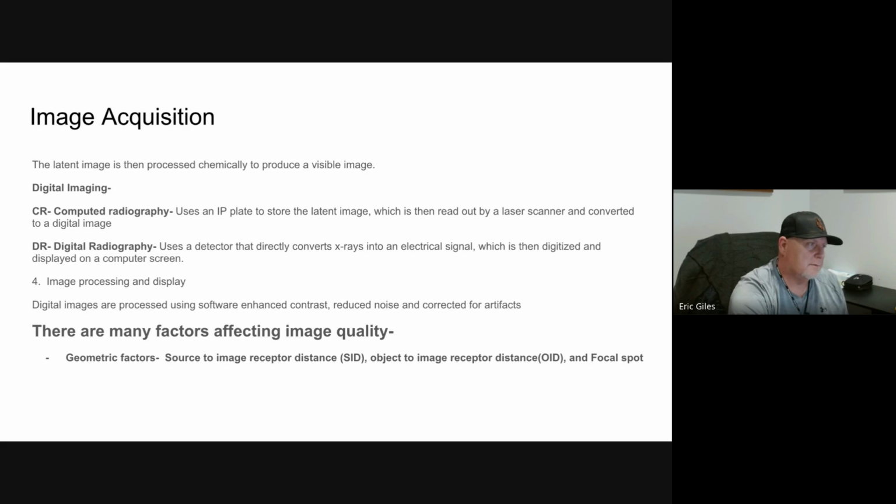And focal spot. Focal spot is the area of the anode where the negatively charged electrons come across and collide with the anode. And that is what we call the focal spot. Okay.